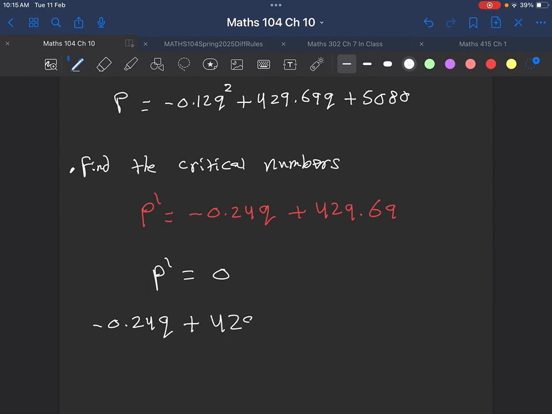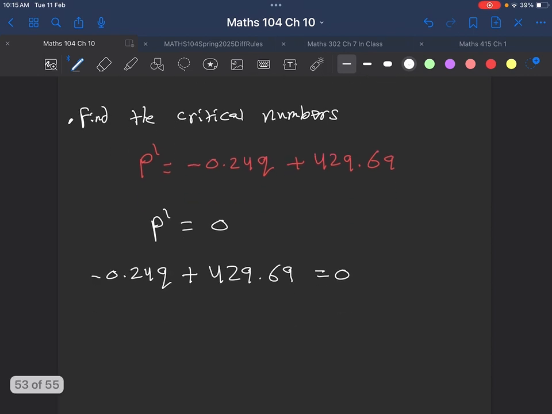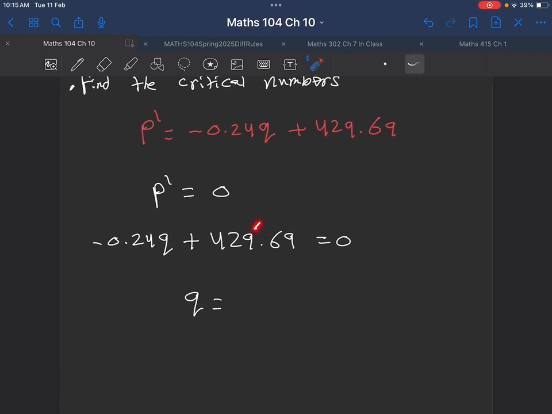It means negative 0.24Q plus 429.69 equal to 0. That means if we solve, this is a linear equation, take this number to the other side and divide everything by 0.24. So it will be just, if we take this, it will be 1,790 units. Of course, this is approximation because the units must be an integer. Now, this is the answer that we have here.